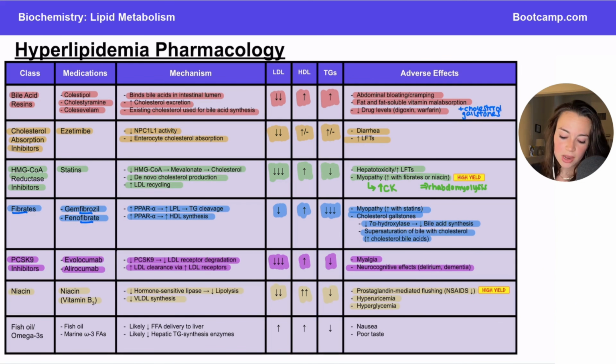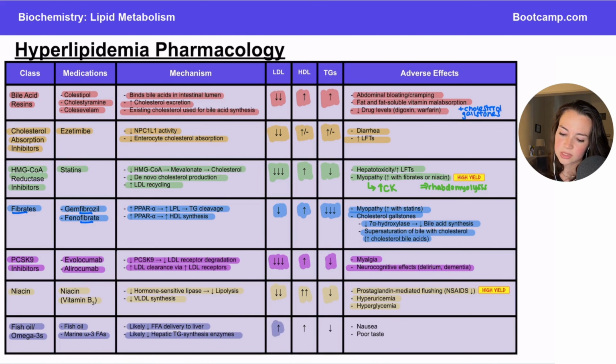Last drug class we'll talk about are fish oil, or more broadly omega-3s. They're not super highly tested on the NBME exam itself because there's no great explanation for the mechanism of action. They think it works by decreasing free fatty acid delivery to the liver, and that it decreases hepatic triglyceride synthesis enzymes.